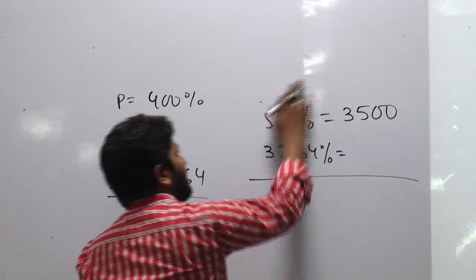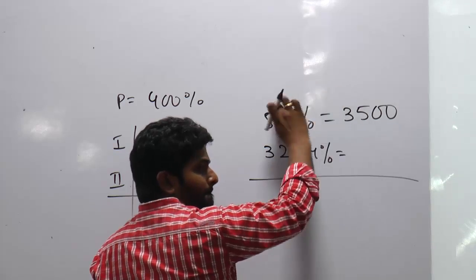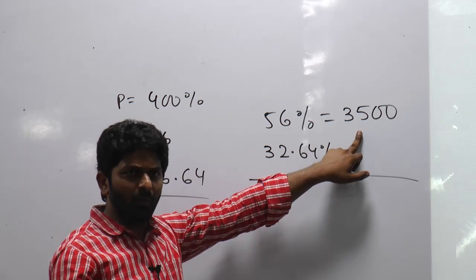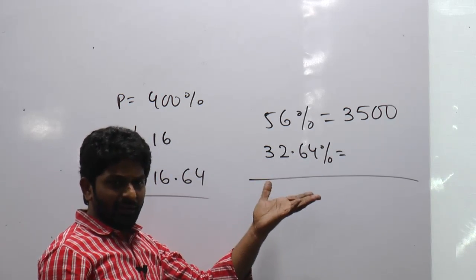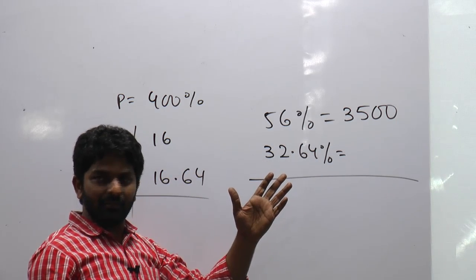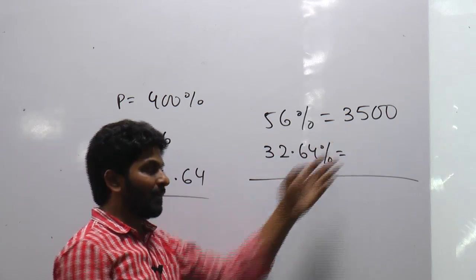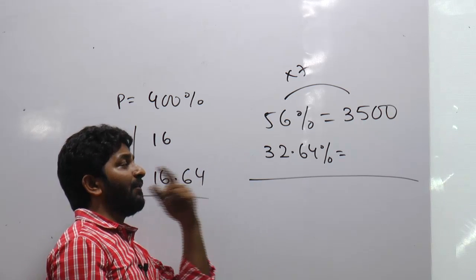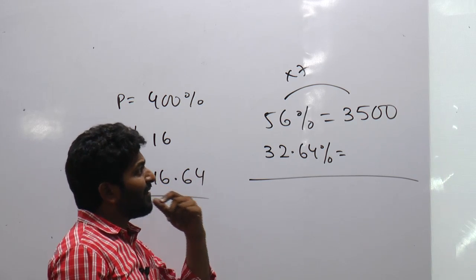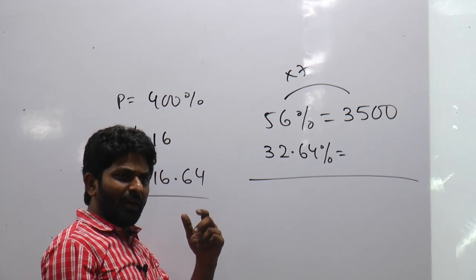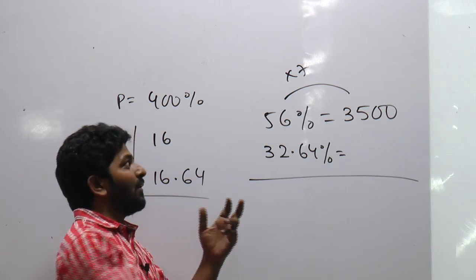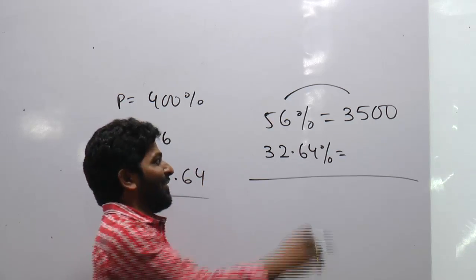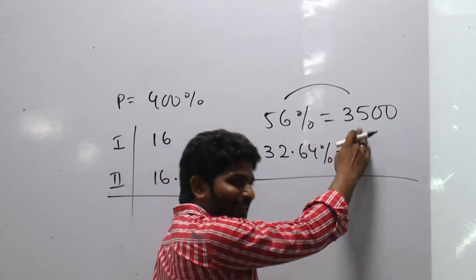Now, can you find any direct multiple here? Can you find any direct multiple? Yes or no? Which multiple is 3500? 7 times 35. 56. Can you find any direct multiple here?